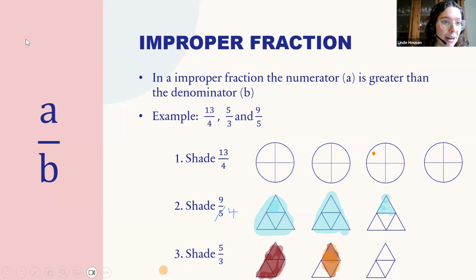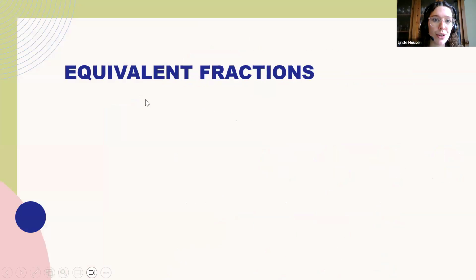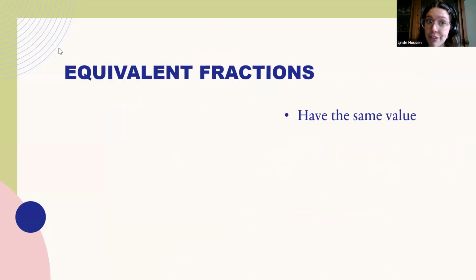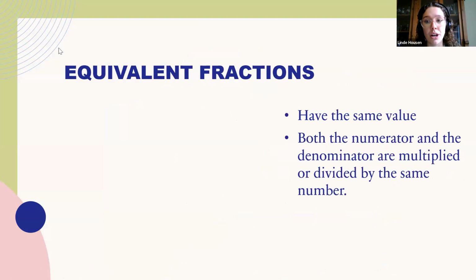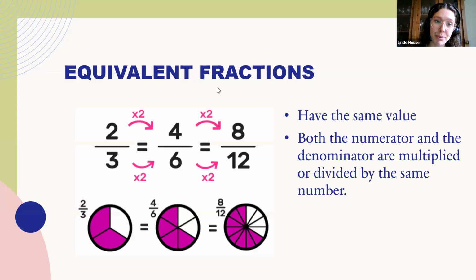Perfect. So I hope now the proper and improper fractions are clear for everyone, so we can continue to the next slide. So we will see equivalent fractions. What are equivalent fractions? Equivalent fractions have the same value, and both the numerator and the denominator are multiplied or divided by the same number. So I brought an example with me.